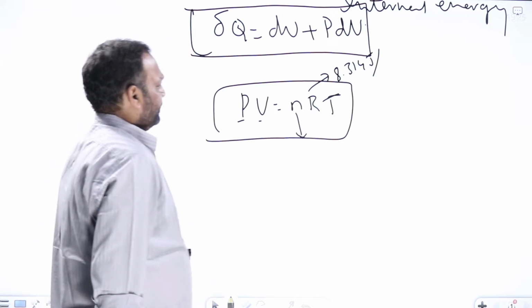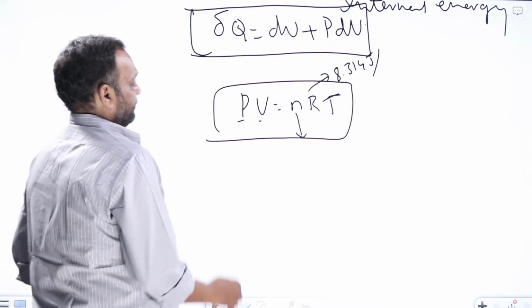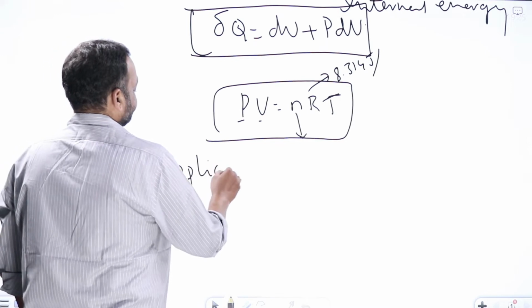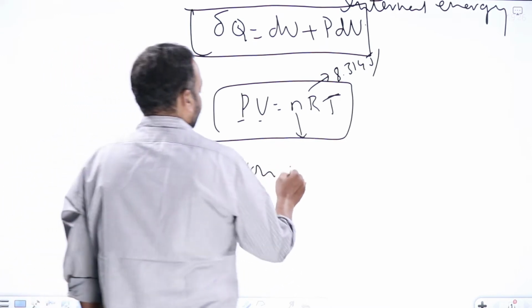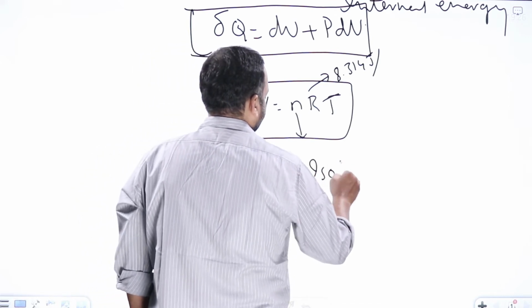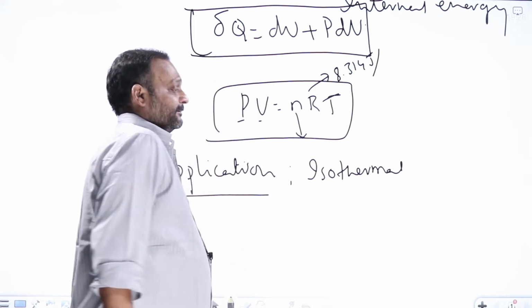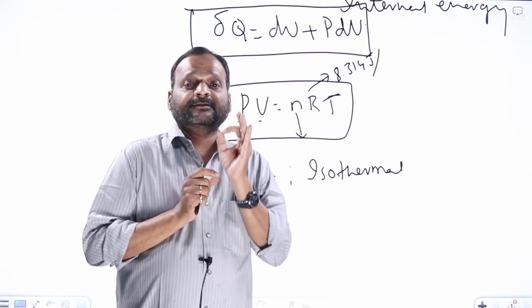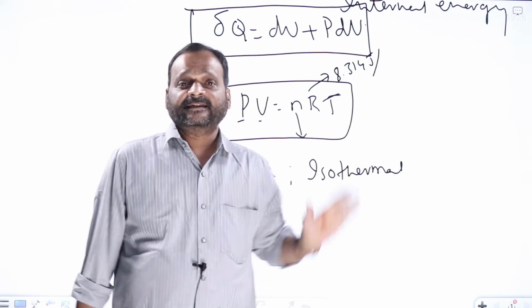Right, now, what are the applications of this first law of thermodynamics? The first one we go for is the isothermal process. What is an isothermal process? Iso means same, so the changes are brought about in the system at constant temperature. An isothermal process is a process in which the temperature of the system remains constant.